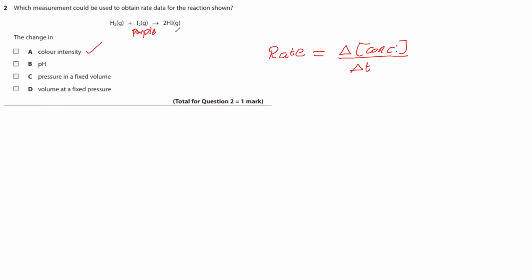But if you take hydrogen iodide, it's a colorless gas. Our purple color turns into colorless. How fast your purple color disappears tells us how fast iodine gets used up. So that can be used as a reading for reaction rate.